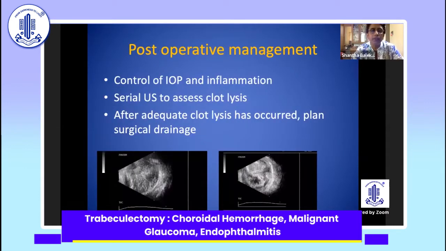So postoperatively, control intraocular pressure with medications, use topical and systemic steroids. A serial ultrasound is required to look for clot lysis. When clot lysis occurs, then you proceed with surgical drainage. And this is usually done 10 to 14 days later.